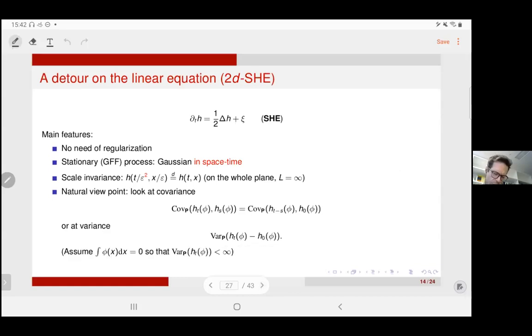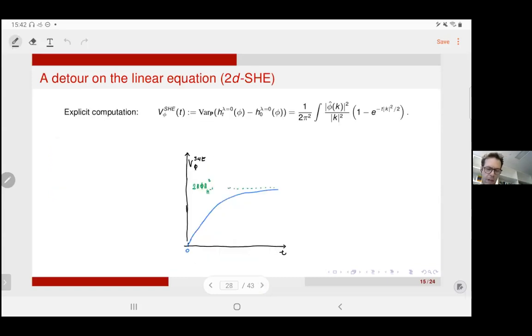Here and in all the rest, I'm assuming the function phi has zero average in space, so that h_t of phi has a finite variance. Since the equation is linear, it can be solved easily in Fourier space. What one finds very easily is the variance I just wrote down; let me call it V phi t of SHE, for stochastic heat equation. You can write it down easily in Fourier space. It's this function here, and it does nothing extremely exciting. It starts from zero at time zero, and then it grows. For t going to infinity, it converges to twice the variance of h of phi. It just converges for large times to the asymptotic value. Okay, so it's some function.